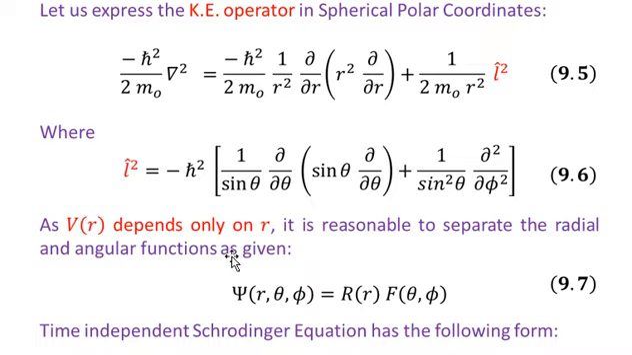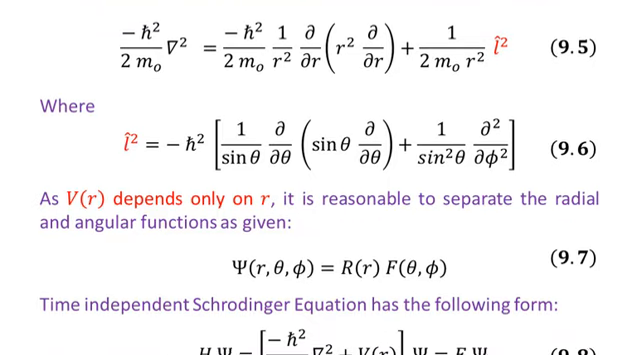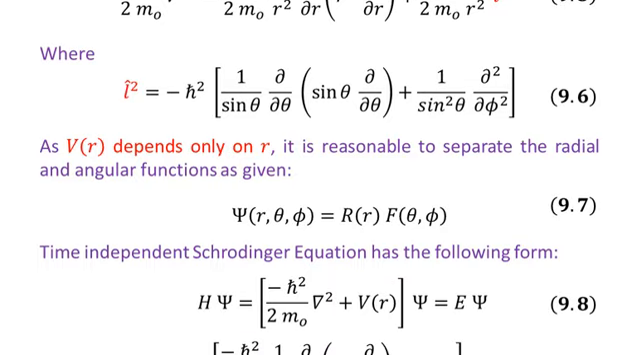As V of r depends only on r, it is reasonable to separate the radial and the angular functions. Since in the hydrogen atom problem, the central potential V of r depends only upon the value of r, we can split the wave function psi of r, theta, phi into two parts, the radial part and the azimuthal part. The radial part is represented by capital R, which is a function of r, and the azimuthal part is represented by capital F, which is a function of two variables theta and phi.